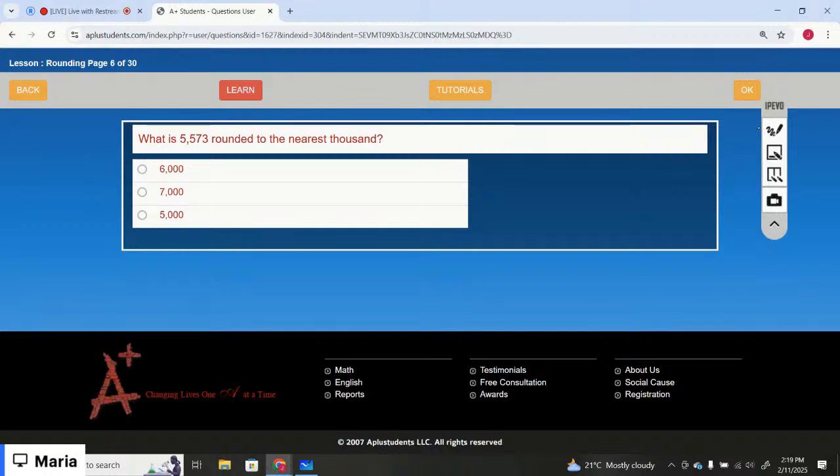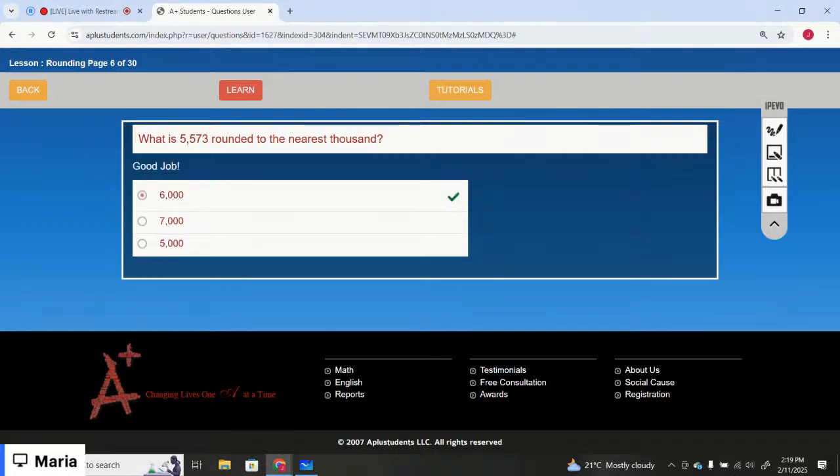What is 5573 rounded to the nearest thousand? Which is the correct option? You have to round to the nearest thousand. Very good. So it will be rounded off to 6000. Option number 1 is the correct option.